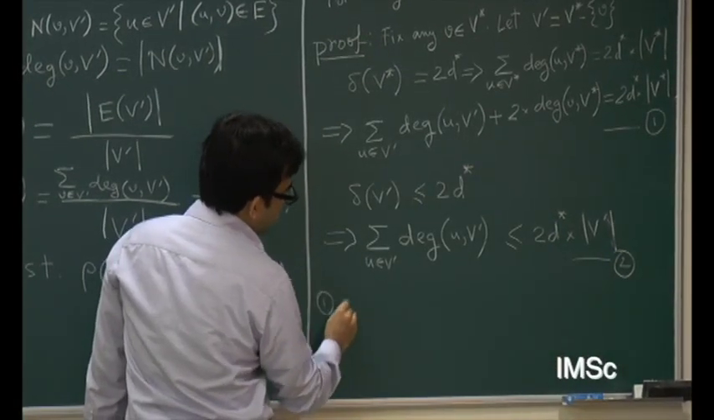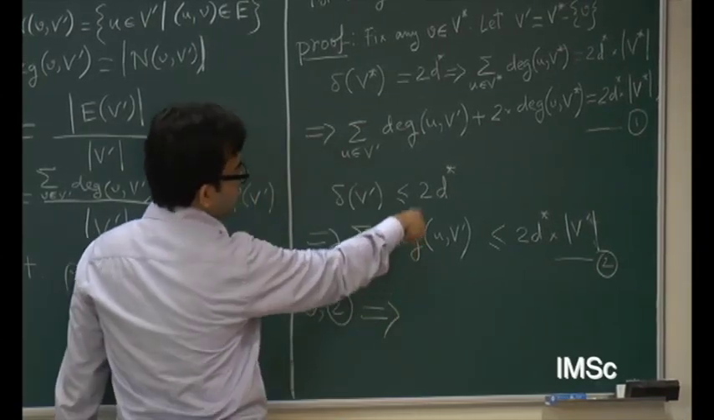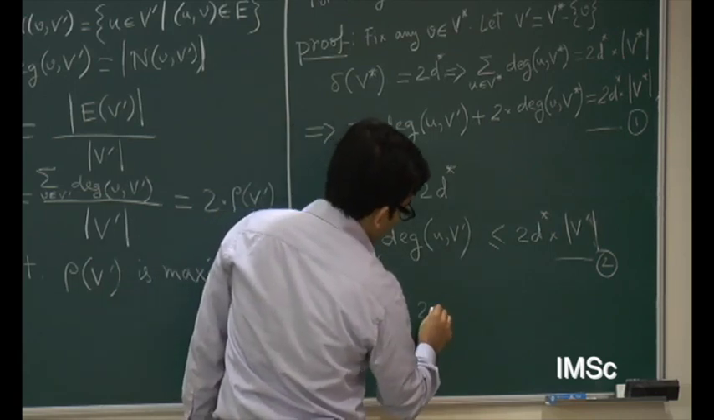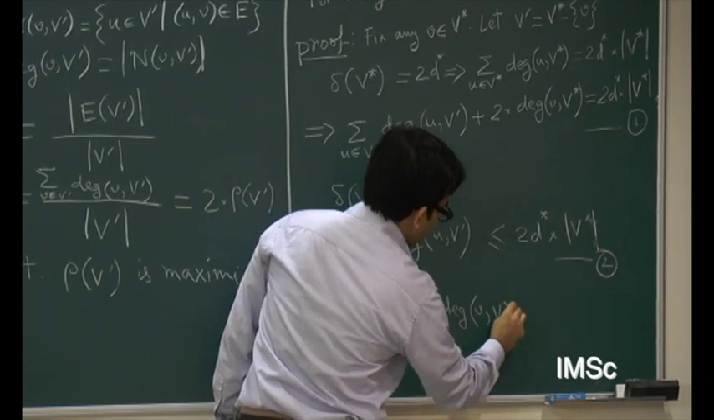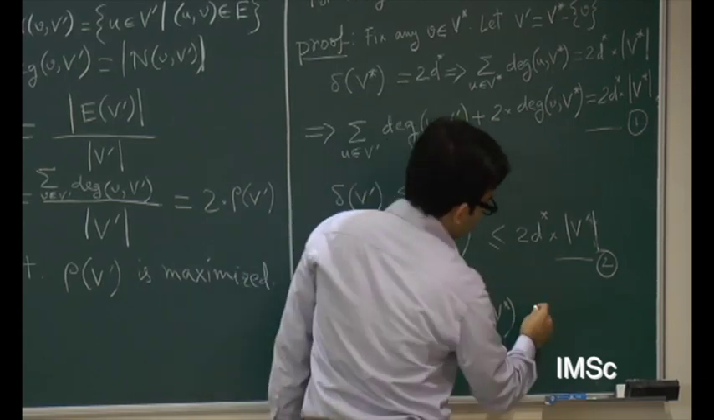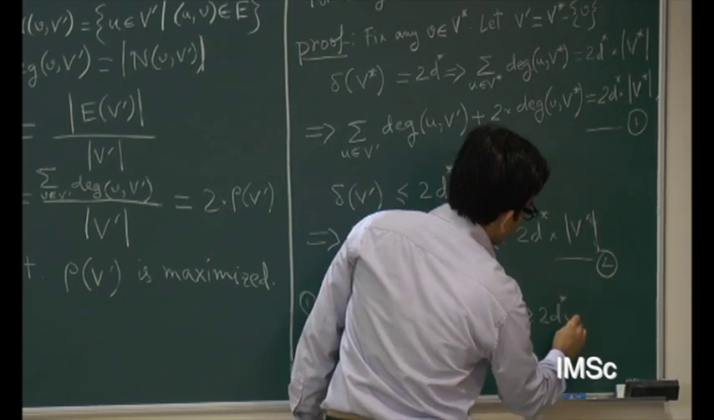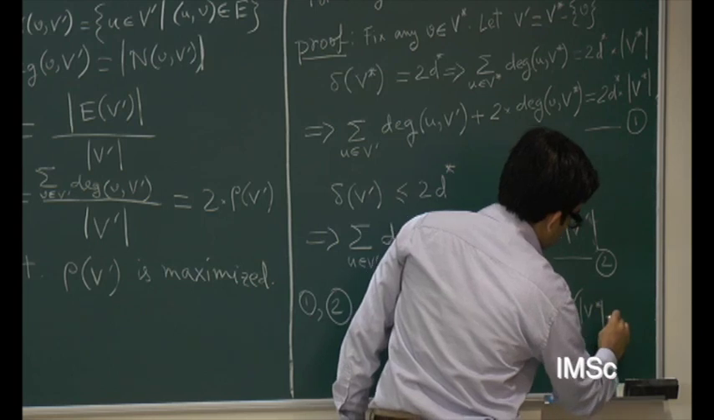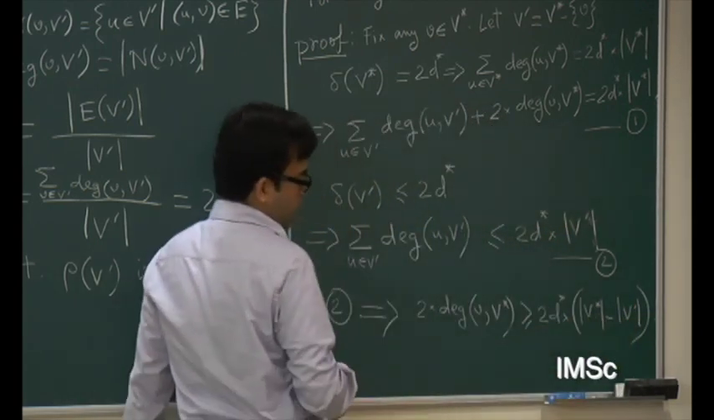Now you subtract 2 from 1. This quantity and this quantity will cancel out, and you will get 2 times degree, this is greater than or equal to 2d star times this quantity, which is equal to 1.